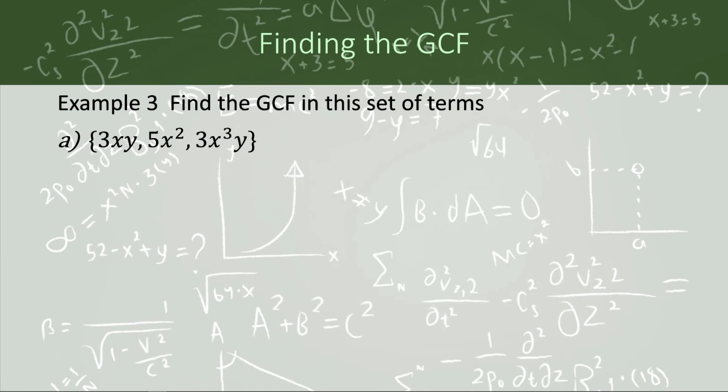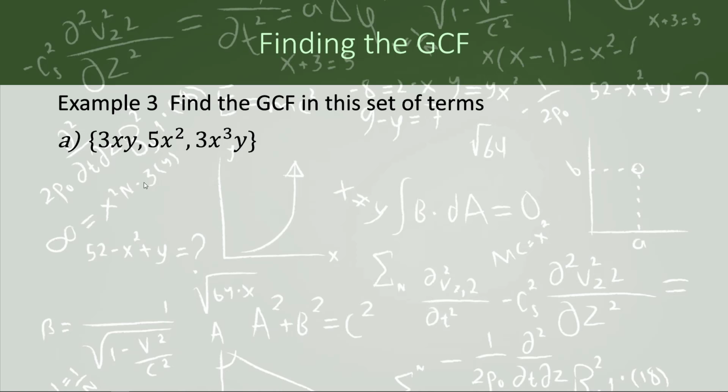And this brings us to our last 2 examples. Okay, here we have 3xy, 5x squared, and 3x cubed y. And once again, we want to find the greatest common factor for these terms.